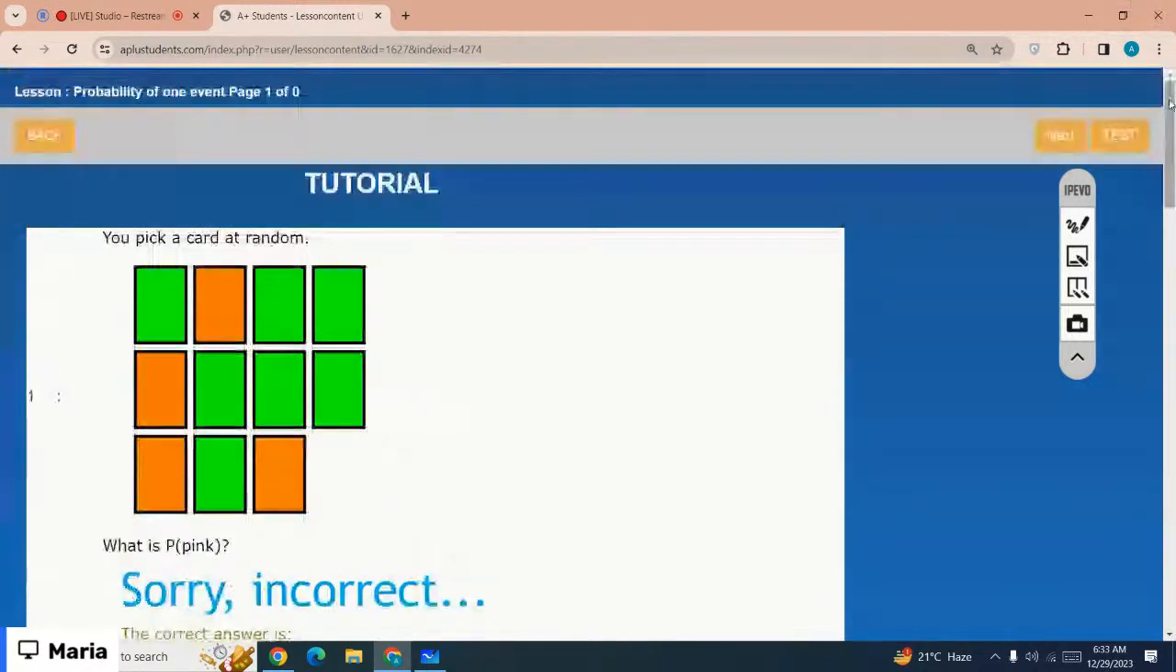Okay, you are given some cards. They are green and orange. You have to calculate the probability of pink. So what is the probability of pink? Which is the correct option?